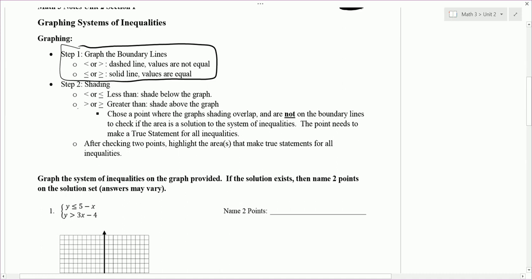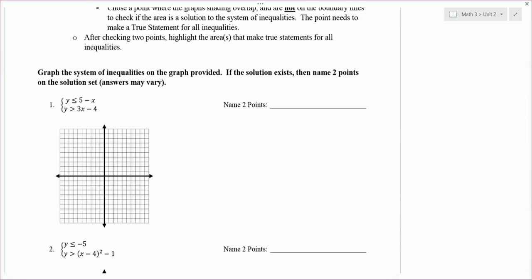The second thing is the shading. Sometimes we shade above the graph, sometimes we shade below, and you can refer again to your notes in this part that I'm circling. If it's less than or equal, you're going to shade below the graph. If it's greater than or equal, you'll shade above the graph. So with that said, let's take a look at the first example.